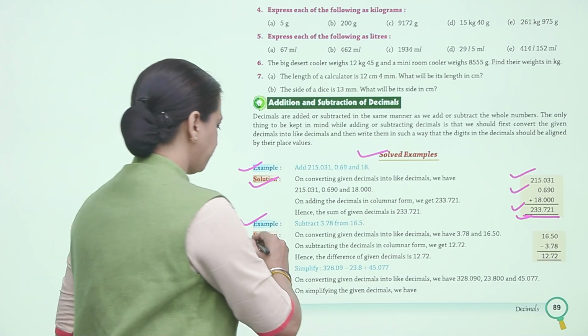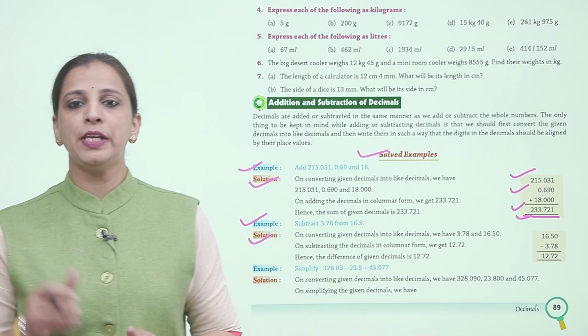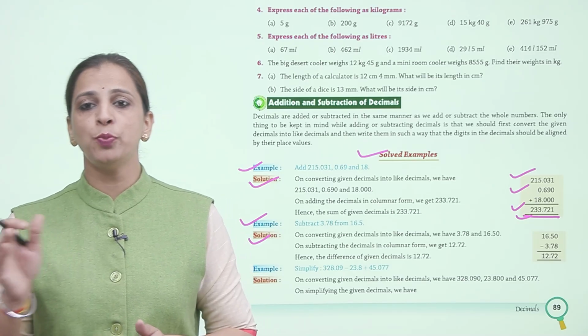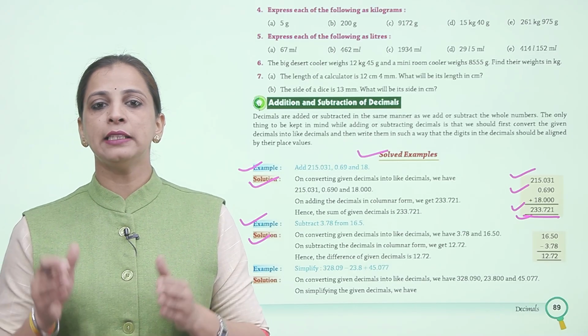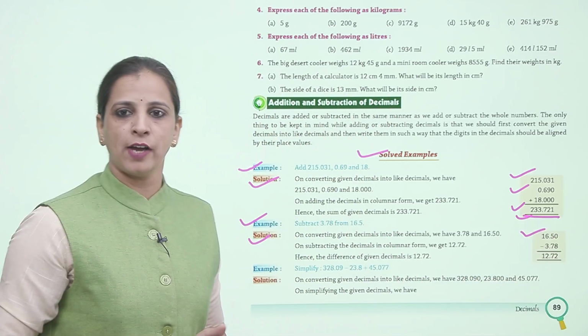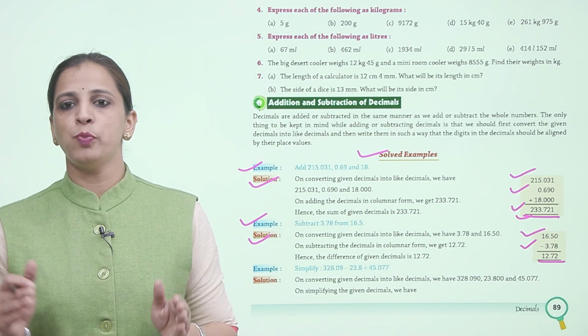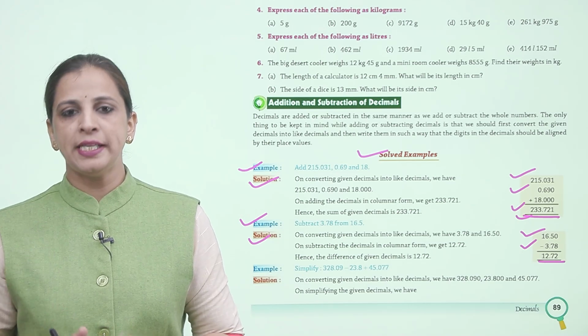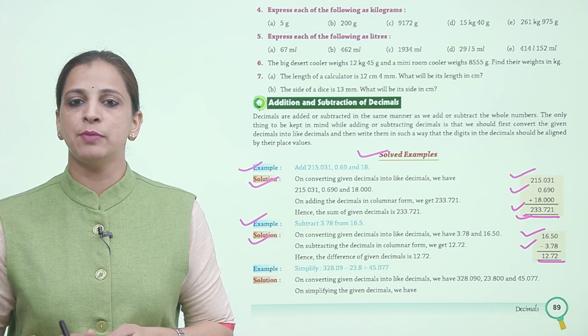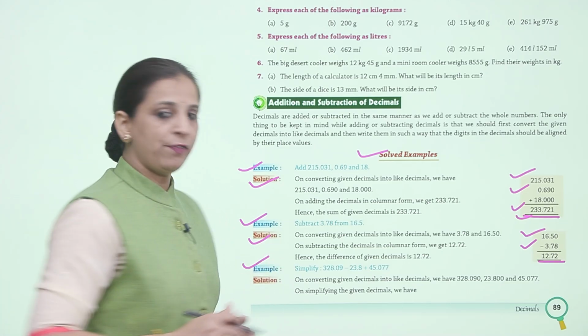Solution: on converting given decimals into like decimals, we have 3.78 and 16.50. On subtracting the decimals in column form, 16.50 minus 3.78 becomes 12.72. Hence, the difference of given decimals is 12.72. Now, next example. Simplify.